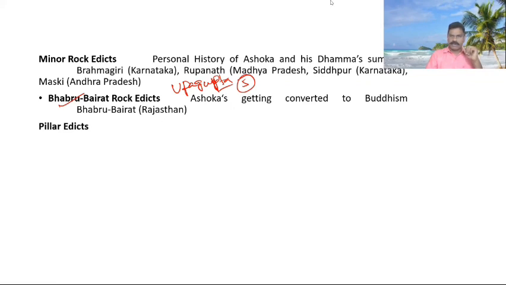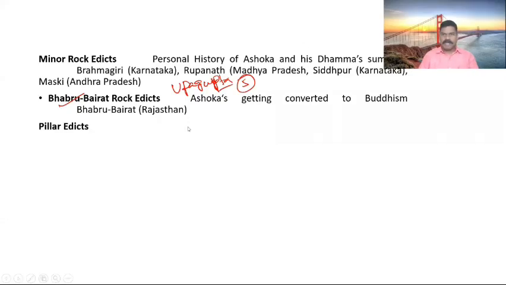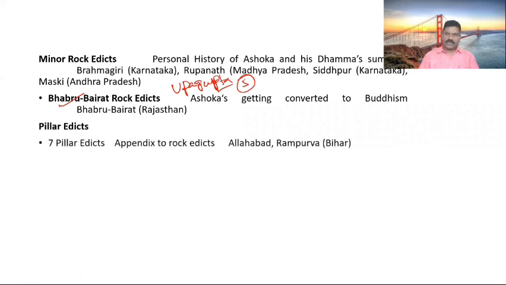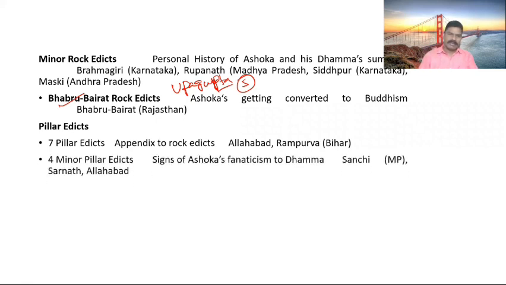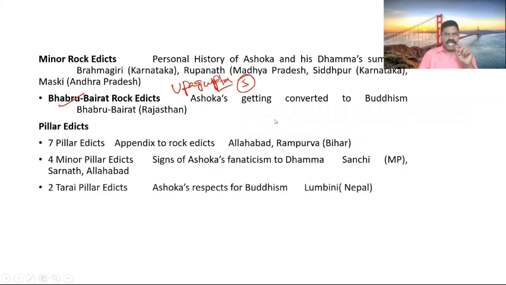Next, pillar edicts of Ashoka. Coming to the pillar edicts, Ashoka issued 7 pillar edicts. These pillar edicts are appendices to the rock edicts. They were found at Allahabad, Rampur, and Bihar. And 4 minor pillar edicts were found at Sanchi, Sarnath, and Allahabad. This speaks about Ashoka's fervour towards the Dhamma. There are also 2 Tarai pillar edicts, showing Ashoka's respect to Buddhism, found at Lumbini.